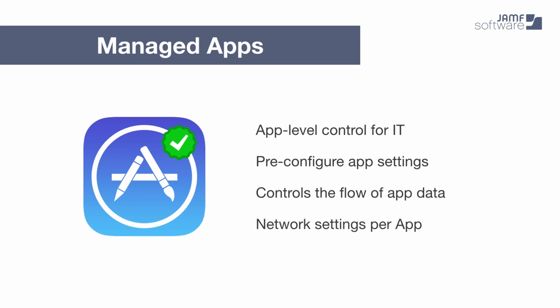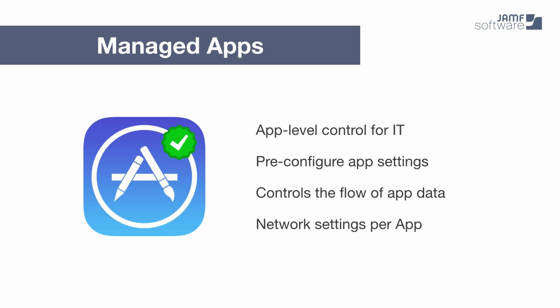You can also define some network settings per app. More specifically, you can turn on per app VPN to save network bandwidth so that one app only uses VPN. Managed apps really make it a lot easier to just control the experience and the security on these devices.